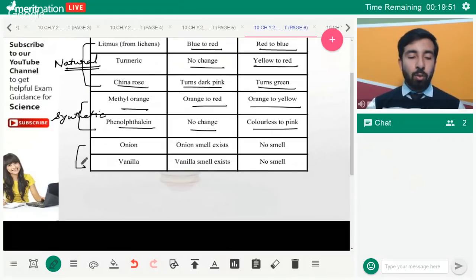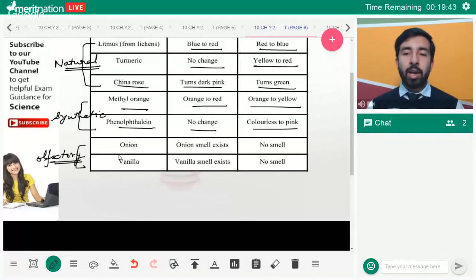The last two are your olfactory indicators. Olfactory indicators are those where there is change in smell. In these cases, there is no change in the color.